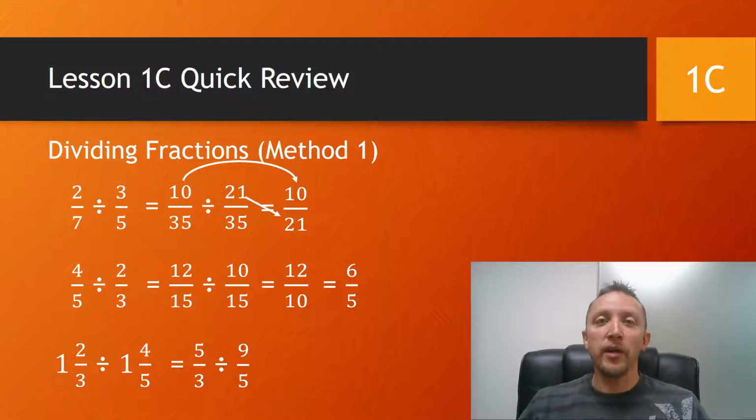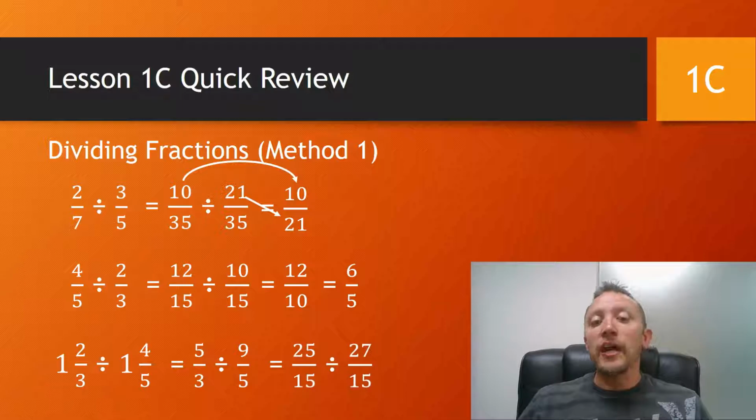All right, let's see how you did. So you should have gotten 25/15 and 27/15 as your two equivalent fractions. And so when we divide, your answer would be 25 over 27. And those can't be reduced, so that is your final answer.